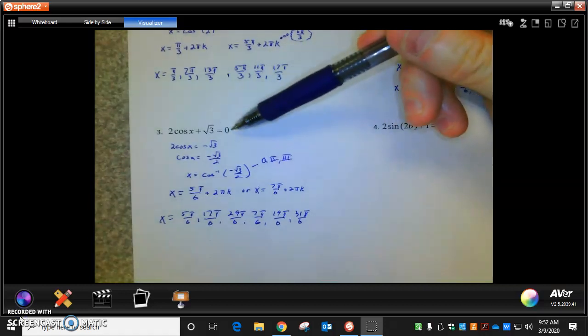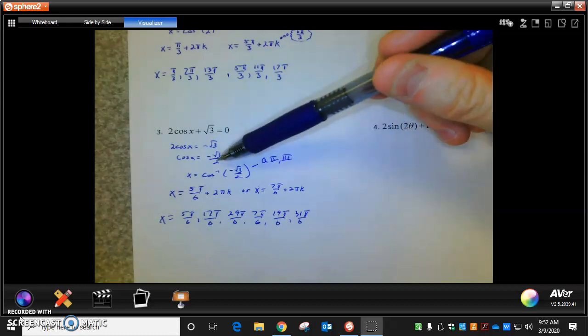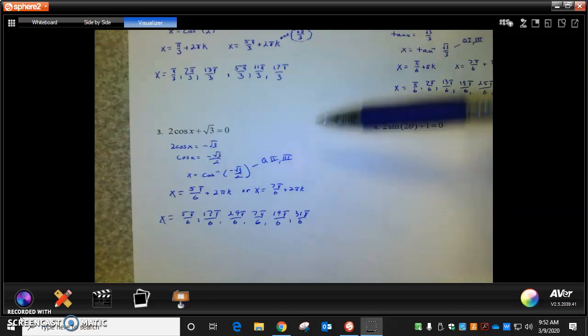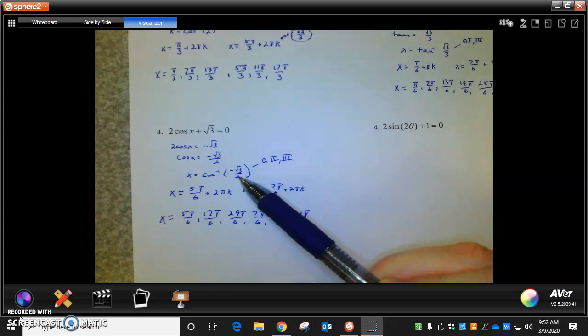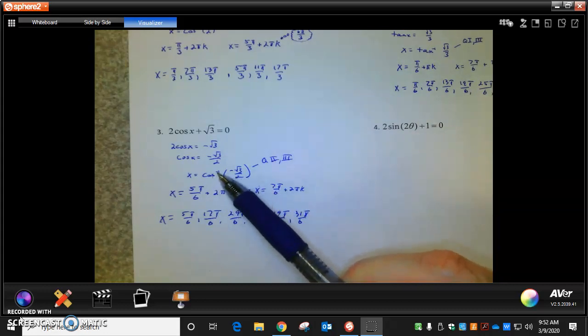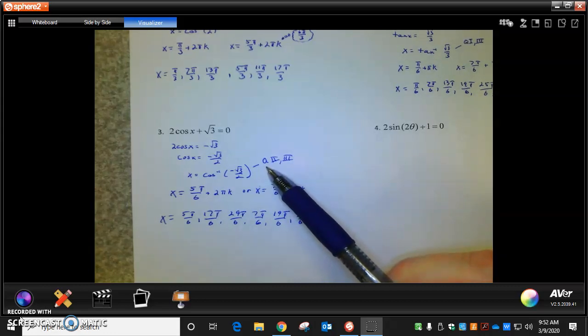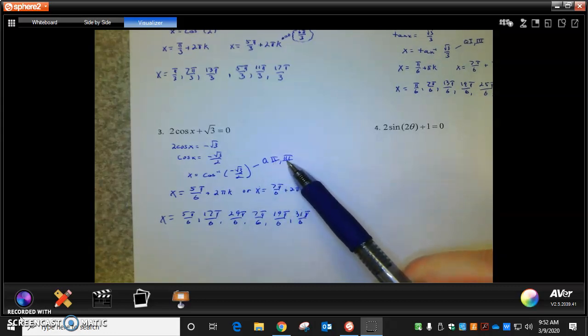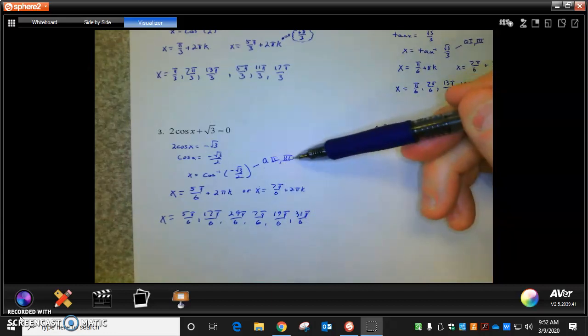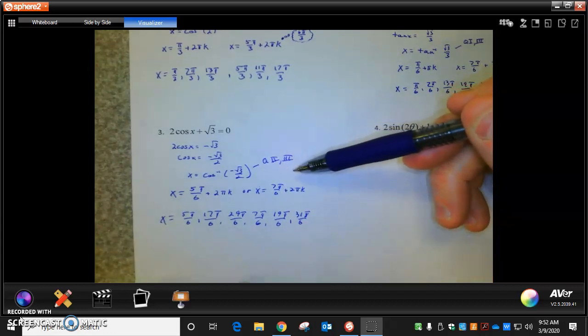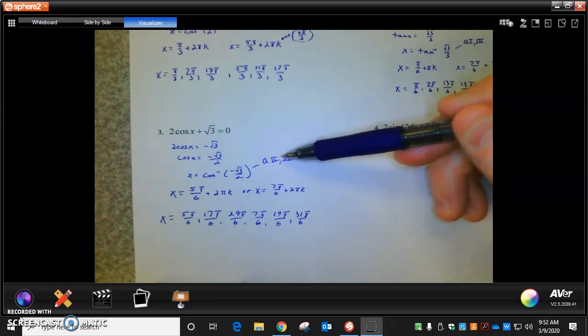All right, so here's my solution. I moved the radical 3 over, it became negative. I divided by 2, I moved the cosine over. Now, negative radical 3 over 2, I am taking the inverse cosine of a negative. So the angle that I'm looking for is going to be an angle that's in quadrants 2 and 3, which is where cosine's negative. You need to think about that every single time you get ready to go to the chart to solve one of these.